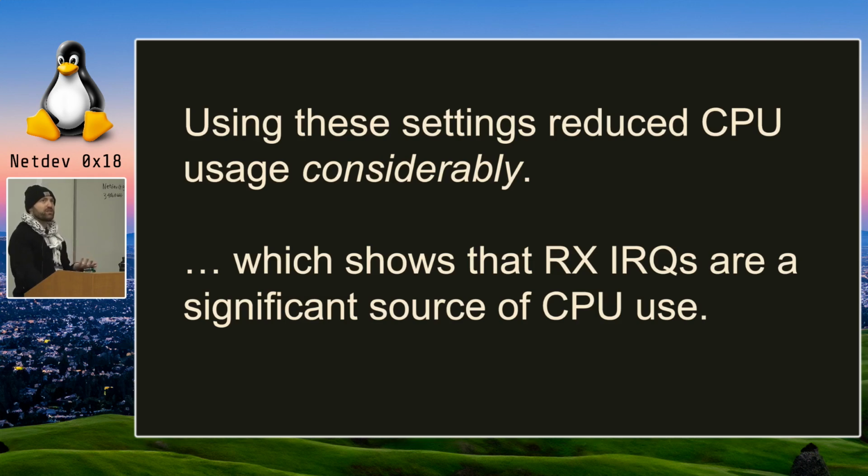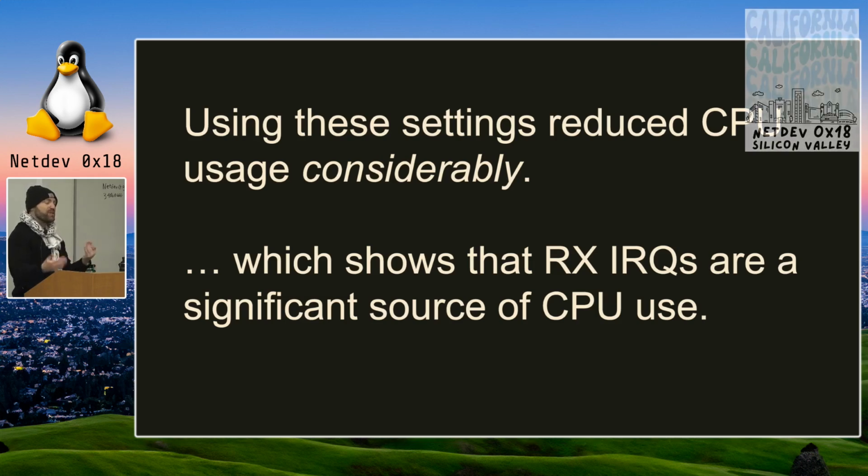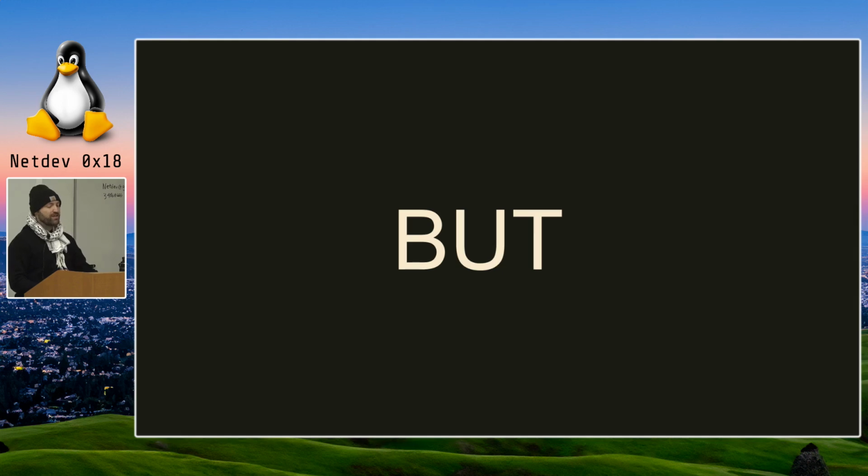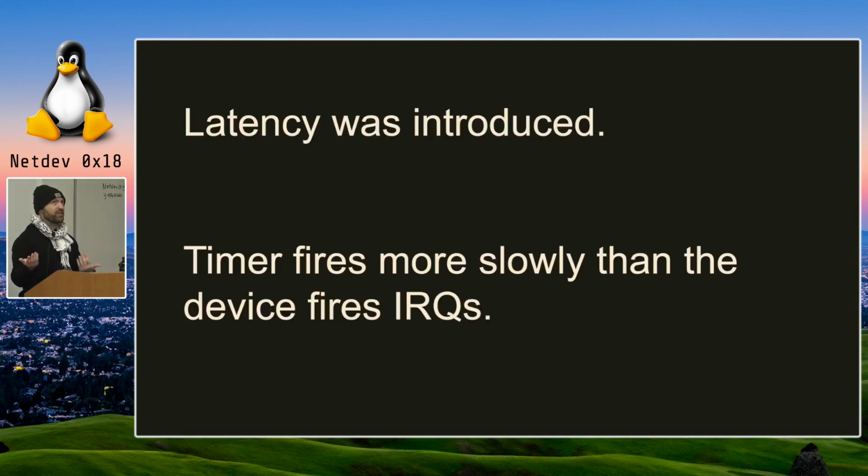And so the takeaway was that using these settings reduced CPU usage considerably, which to me proved one important fact: receive interrupts are a significant source of CPU use for us with our configuration on that machine. But there's a pretty big caveat. When you do this, you're obviously going to introduce latency, because you're going to set the timer to some value where it fires less often than your interrupts are firing. Maybe that's okay for your app, or maybe it's not. For us, it would be okay for some apps, but not okay for other apps.